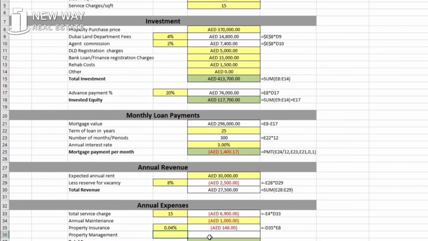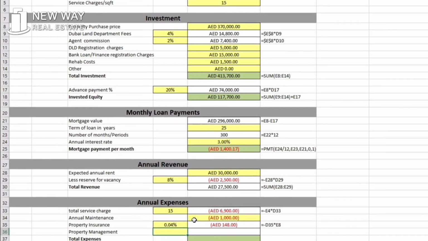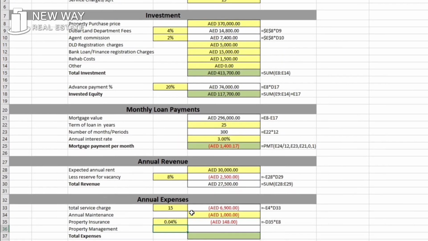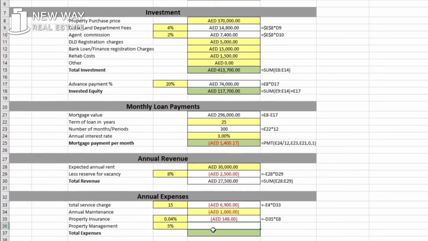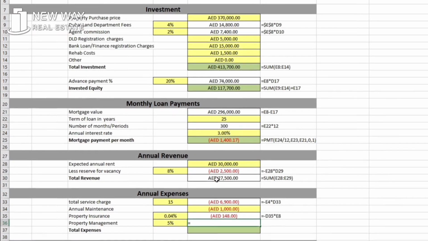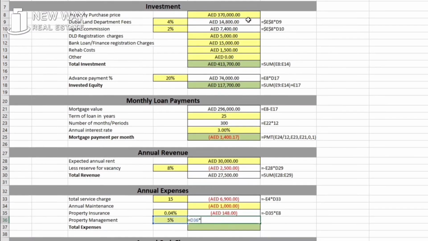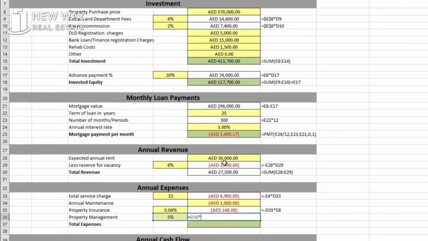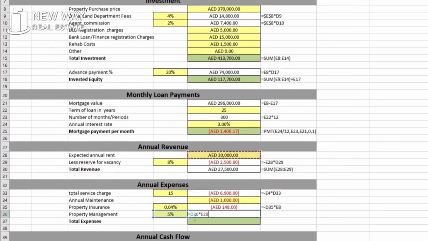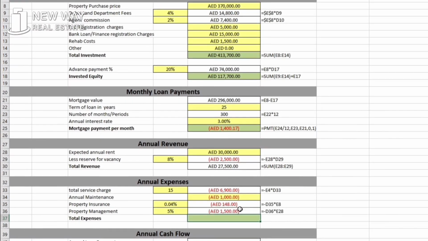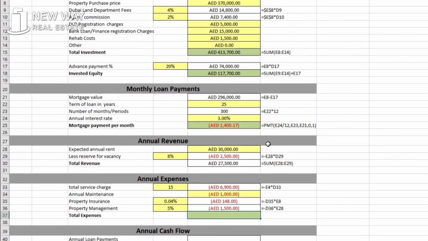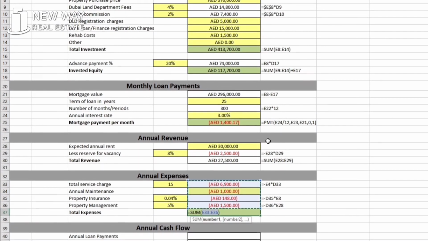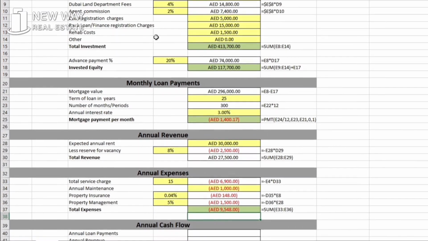Property management, in case you can't handle managing the property yourself, you're going to hire somebody. We usually take 5%, equals 5% multiplied by the annual rent. Now this is again a cost. The total expenses you're looking at is equal to 9,548 dirhams.